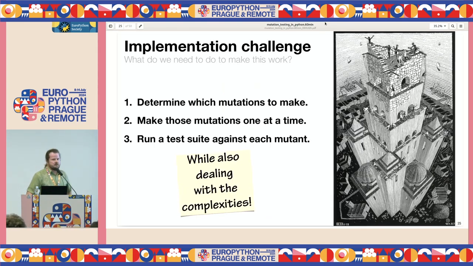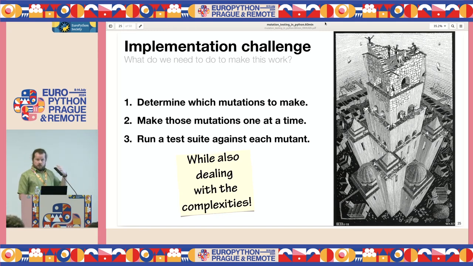So there are implementation challenges. We have to write the code to do this stuff. What are the things we have to figure out how to do? One is determine which mutations to make. Given a body of code, what am I going to change? How do I model that in Cosmic Ray as something that people can extend and use?